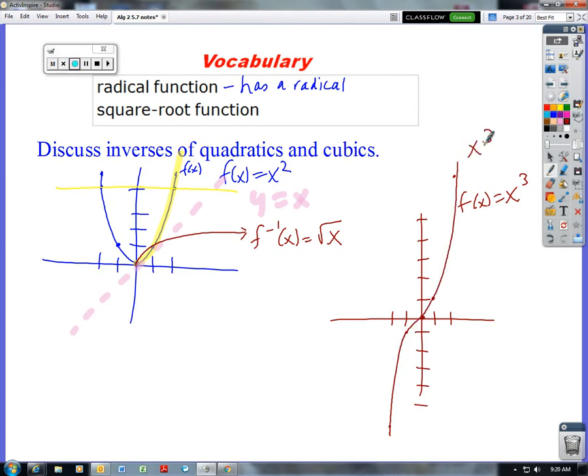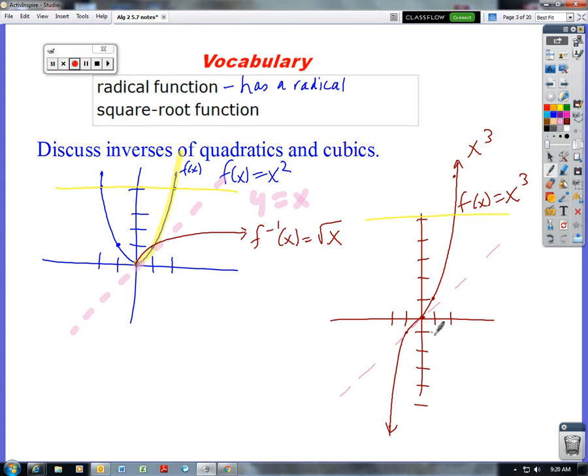Does this one pass the horizontal line test? Yes, it does. If I draw a horizontal line, it's only ever going to cross it at one point. So that means I can simply draw the inverse of this without any worries. And when you reflect it over the line y equals x, you end up getting a curve.